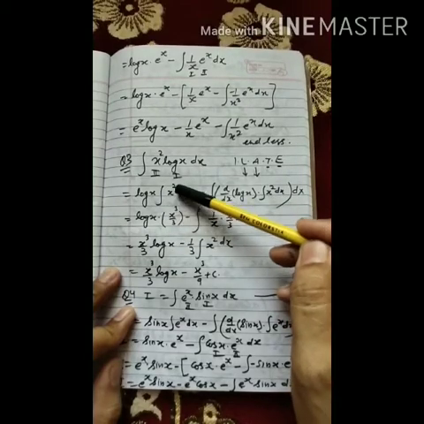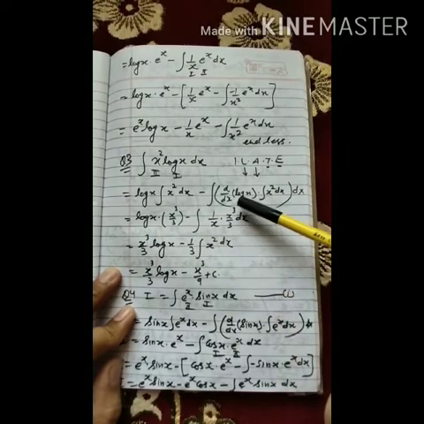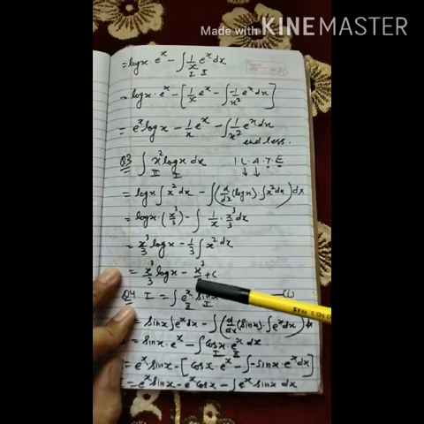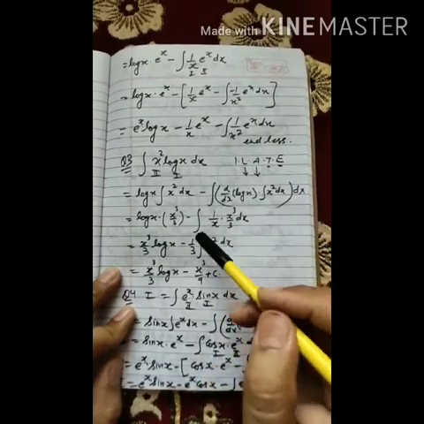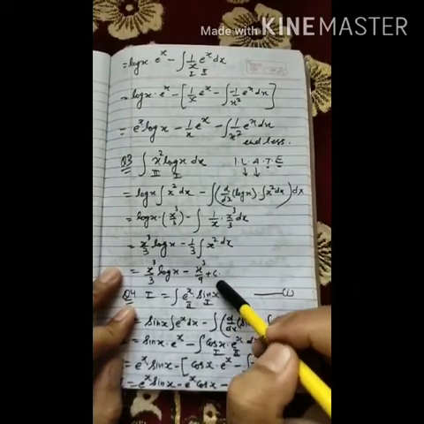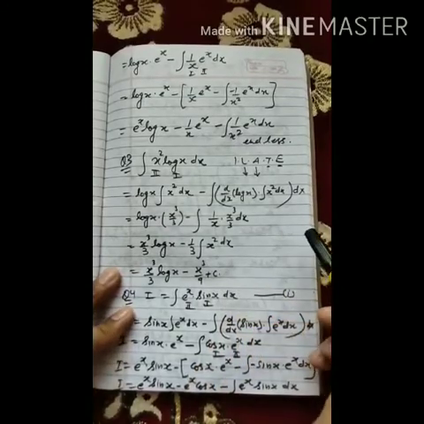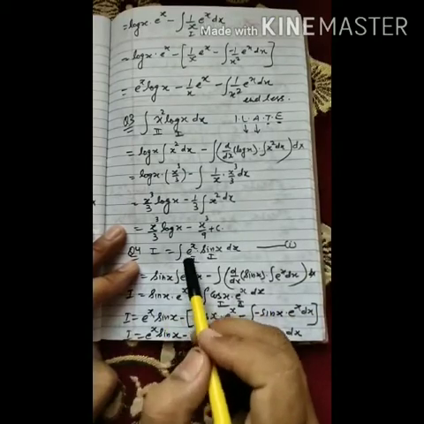Now integration of x square is x cube by 3. Okay, and the derivative of log x is 1 upon x, and integration of x square is x cube by 3. Okay, now this 3 will come out and x will cancel out. Now integration of x square is x cube by 3, and 3 into 3 will be 9. This is our answer.